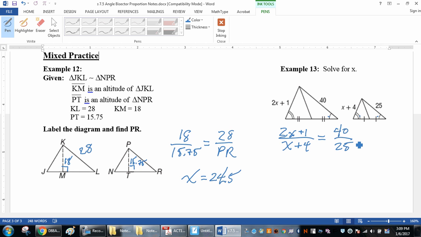Cross multiply and solve. Go ahead and pause it. This might take you a minute or two. Check your answer. x equals 13.5.